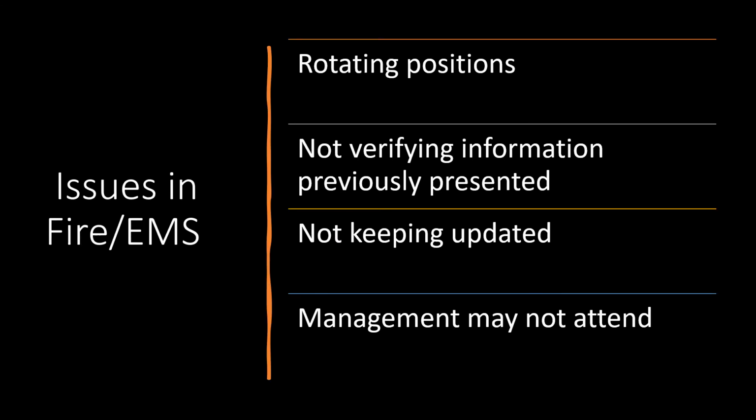So we have some problems in fire EMS with regard to having assurance that we have a qualified trainer. The first thing is rotating of positions. So someone is going out of training, someone new is coming in, they may have not had preparation for this training. They're going to pick up what the person who was there before them used without verifying the information or updating the information. Another issue is that management may not attend the training. Why is that a bullet on this slide?